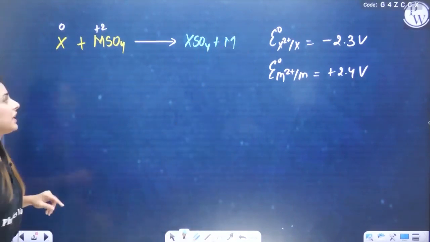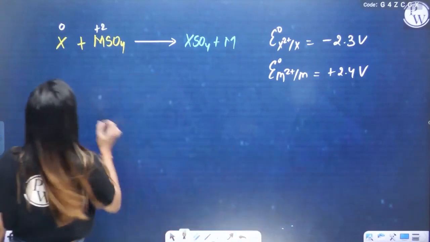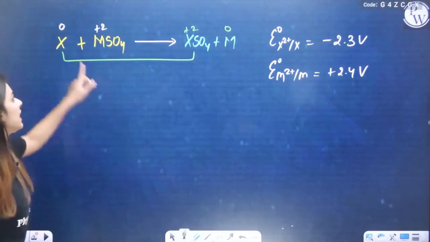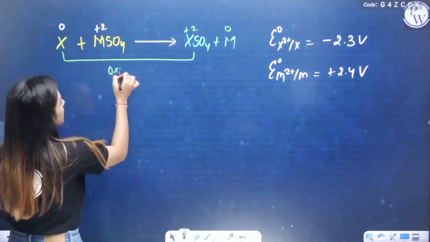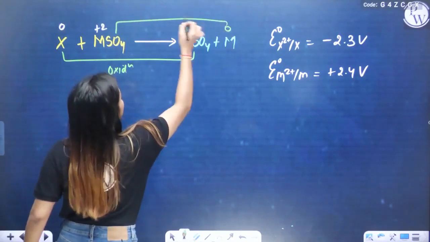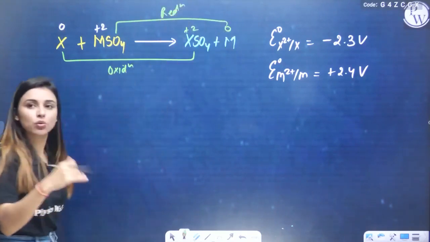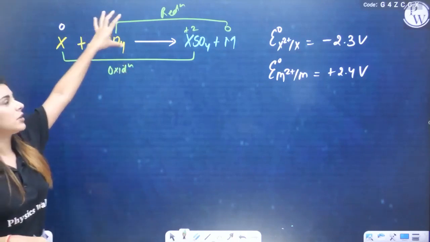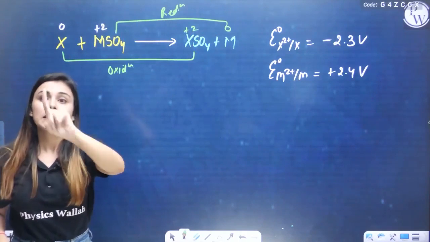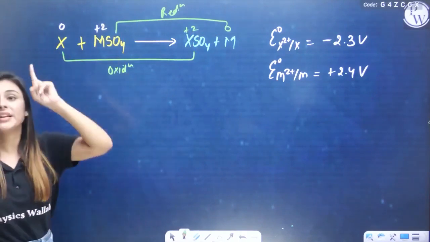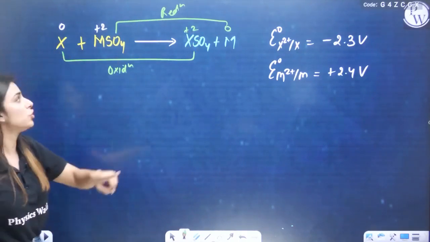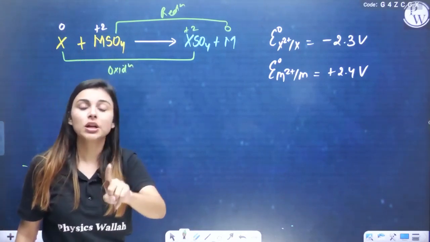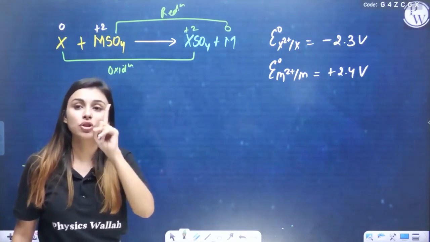If I see here, what is happening, my dear students, from 0 to +2 state, here +2 state and this is in 0 state. So I can say that here oxidation is taking place, and here reduction is taking place. I hope we can find out the oxidation and reduction part now. This means that for this particular reaction to happen, the metal should have a higher reduction potential. Your M2+ should have a higher reduction potential, right?